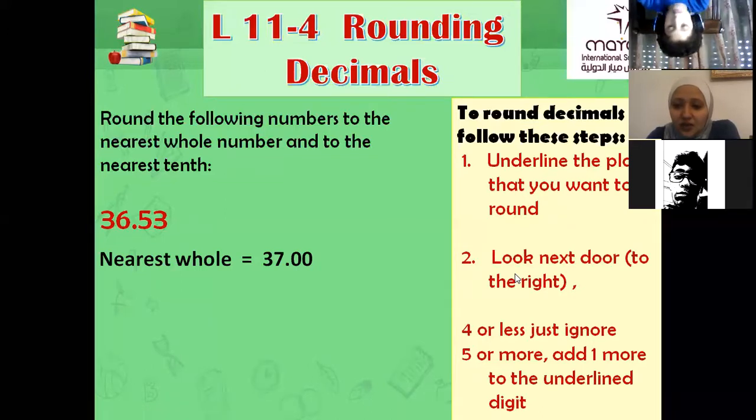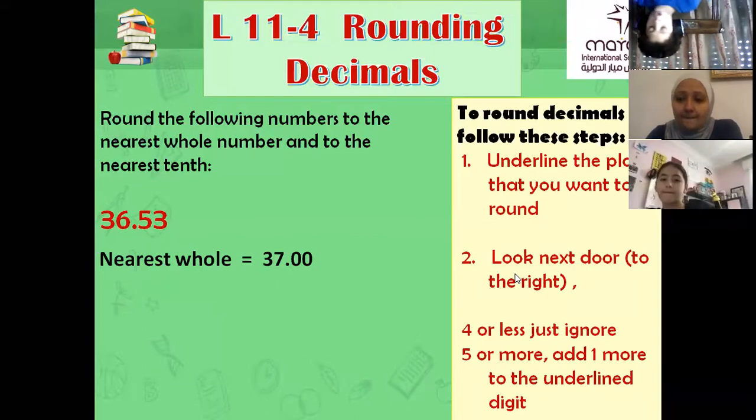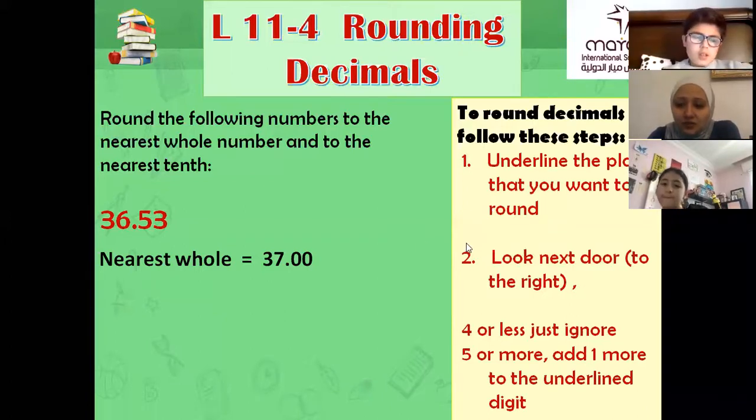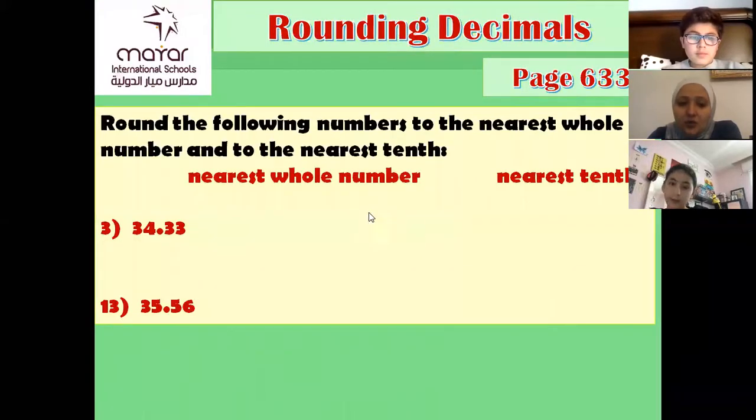Yusuf, can you do it to the nearest tens? Yalla, do it. The answer is 36 and 50 hundredths. Excellent, thank you, Yusuf. Who wants to do this? Abdurrahman Abu Zayyad, can you do the first one to the nearest whole?